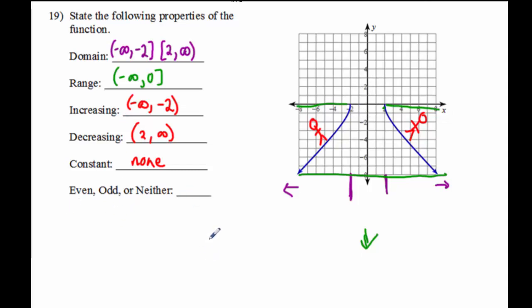Is this even, odd, or neither? So even is y-axis symmetry. Odd is origin symmetry. Neither means neither of those. So I can fold this on the y-axis and it's the same on either side. So this is even.